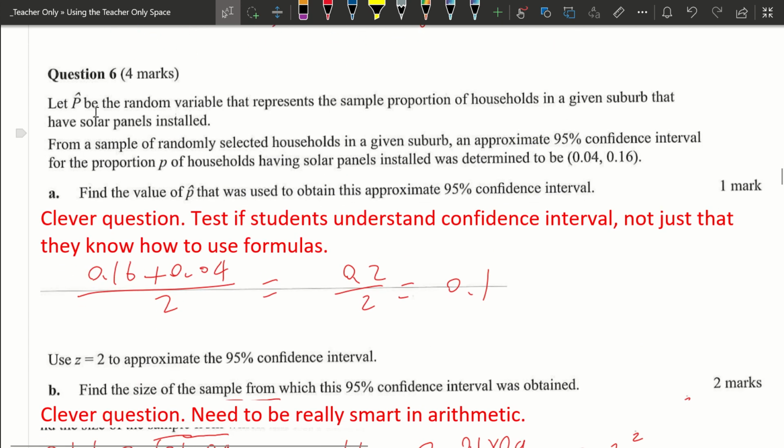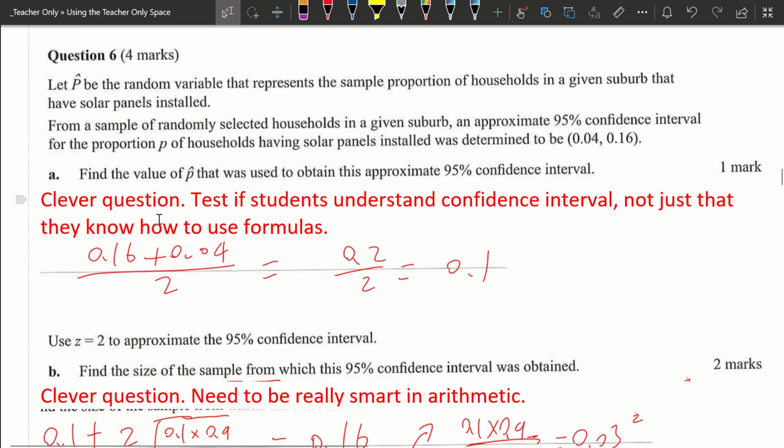Question 6. P hat is a random variable. It's the sample proportion of households that have solar panels. And from a sample of randomly selected households, we have an approximate 95% confidence interval for the proportion P of households who have solar panels. That 95% confidence interval is 0.04, 0.16. Find the value of P hat that was used to obtain this 95% confidence interval. This is a clever question because it tests if you understand what a confidence interval means instead of whether or not you know how to use the formulas.